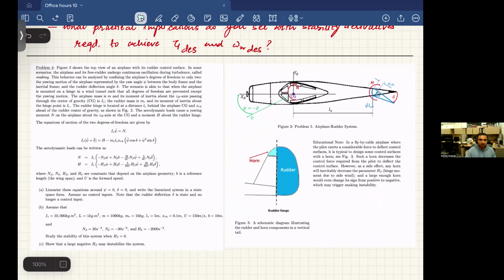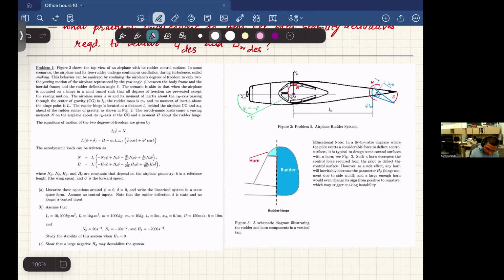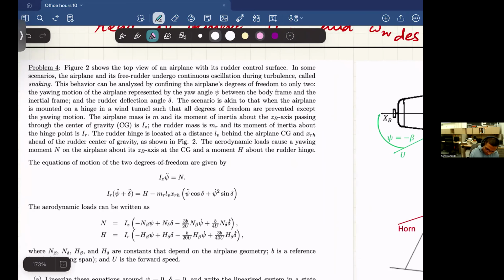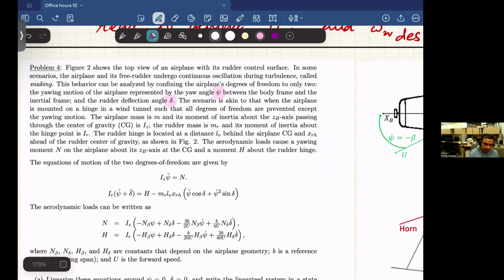Okay, so what does the problem say? The problem says that figure 2 shows the top view of an airplane with its rudder control surface. In some scenarios, the airplane and its free rudder undergo continuous oscillation during turbulence called snaking. This behavior can be analyzed by confining the airplane's degrees of freedom to only two: the yawing motion of the airplane, represented by angle psi between the body frame and the inertial frame, and the rudder deflection delta. So the question already gives you the hint that you are going to be concerned with the equations of motion for psi and delta.